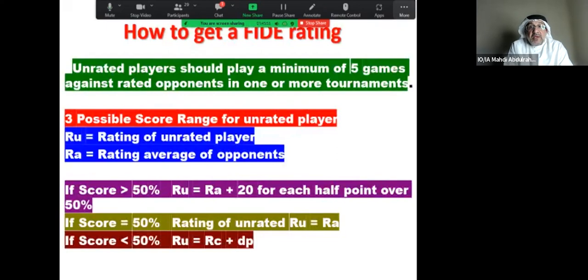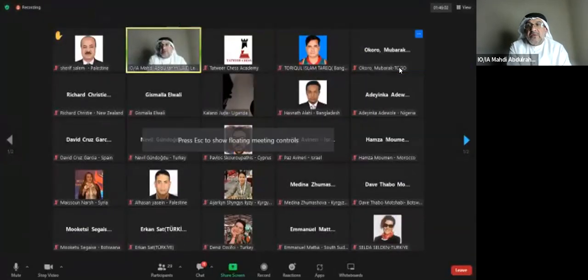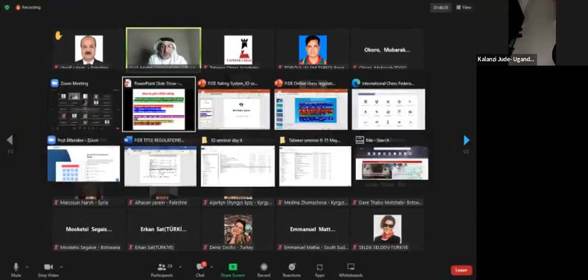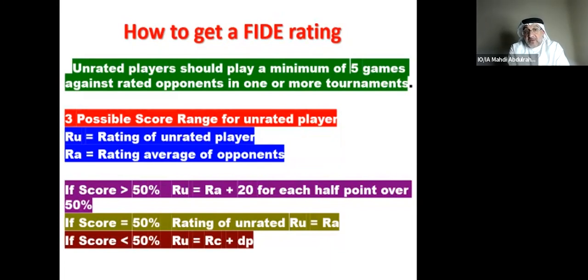So how to get a FIDE rating? Unrated players should play a minimum of 5 games against rated opponents in 1 or more tournaments. So maybe in one, maybe more than 1 tournament.